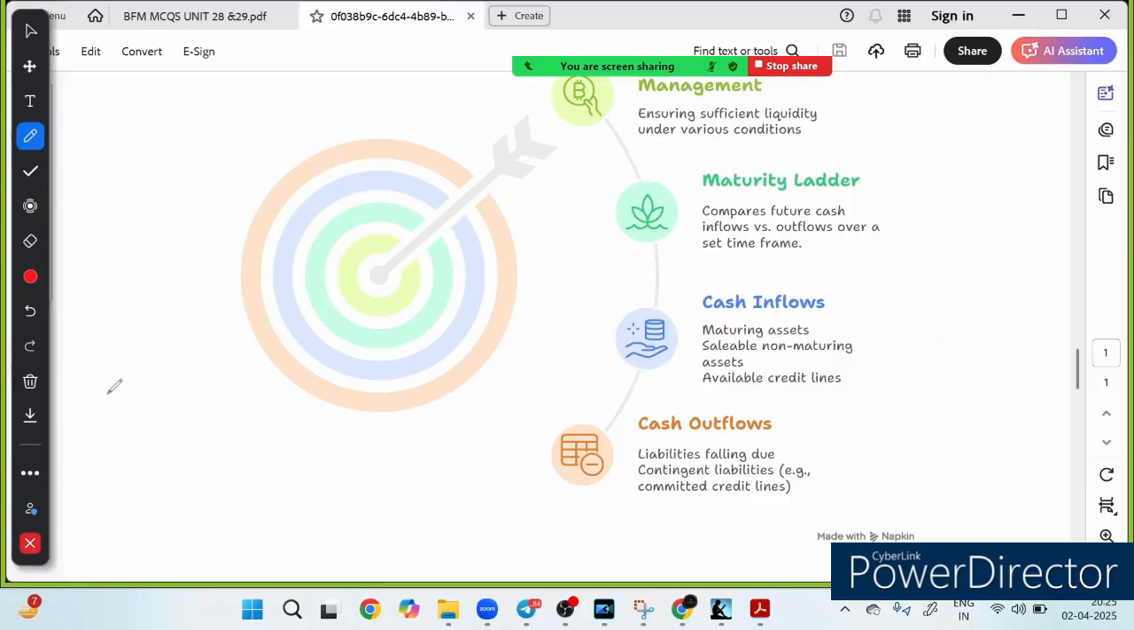And what about the cash outflow? What is the meaning of cash outflow? Whenever I say cash outflow, these are the bank's liabilities, right? Cash inflows are the bank's assets, and cash outflows are the bank's liabilities, meaning money the bank has to pay out in the future.